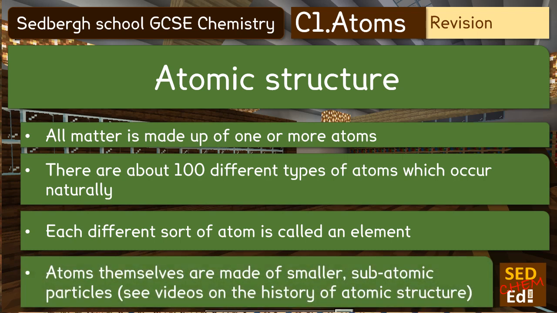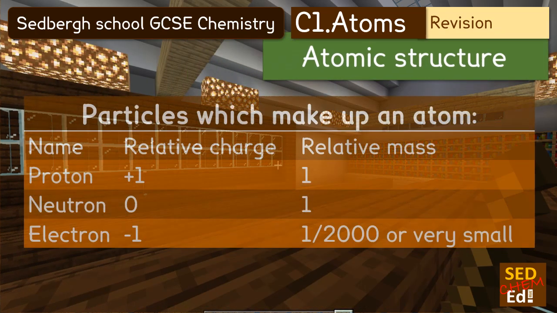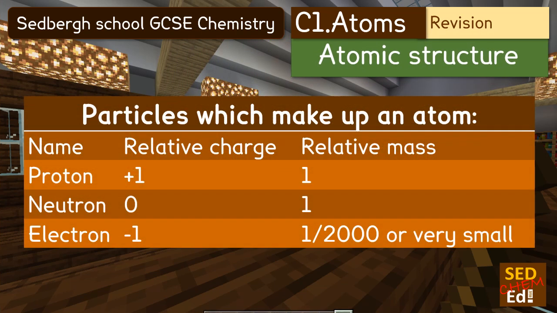Atoms themselves are made of smaller particles called subatomic particles, and if you want to learn how we discovered about those, you want to watch the video on the history of atomic structure. There are three particles which make up an atom: the proton, the neutron, and the electron, and we'll look at all of these in the video. This table that you're looking at now is really important, and you should memorize the information in there.